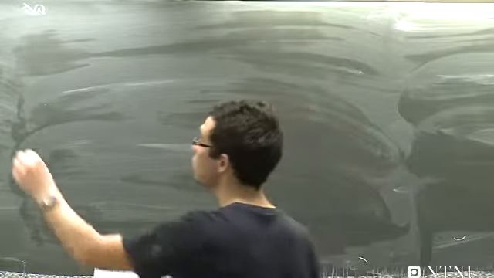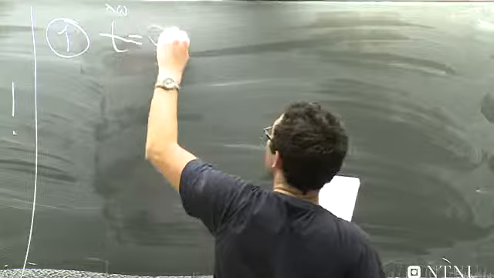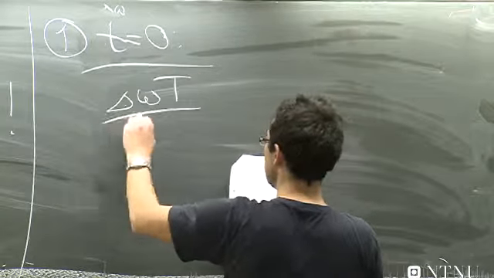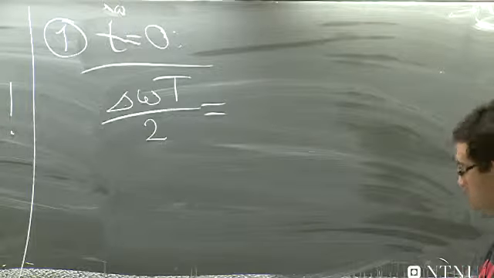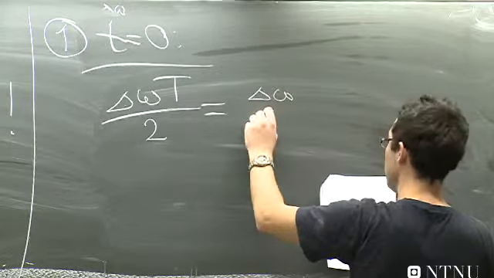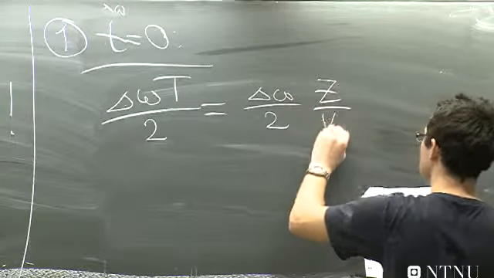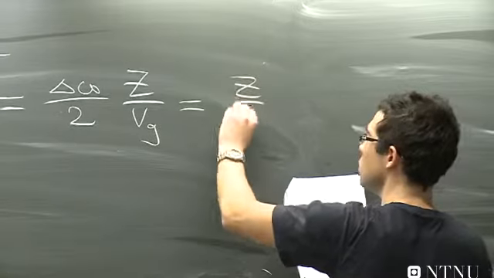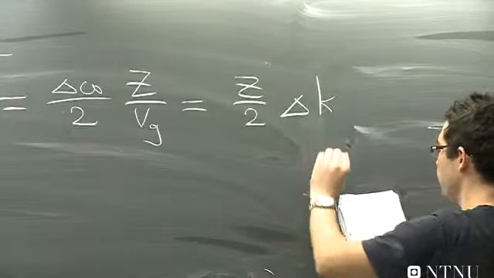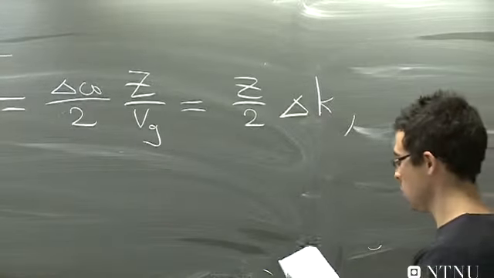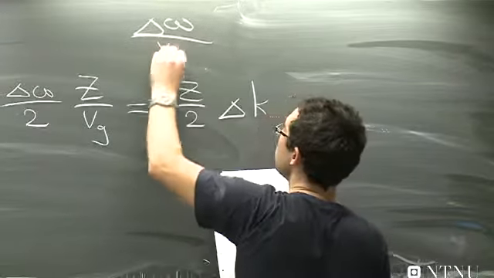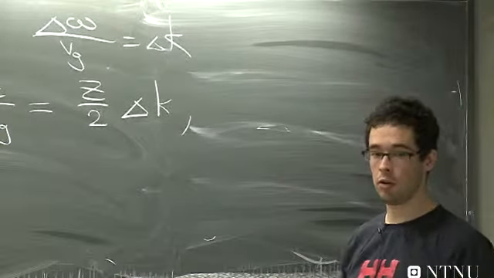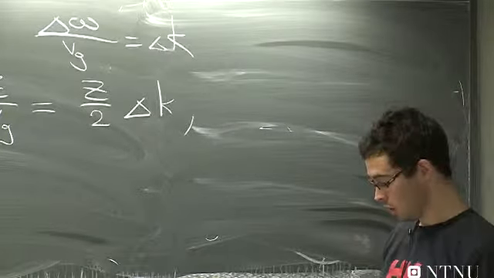Okay, so at t equal to 0, to see what the instantaneous picture looks like, we have that delta omega t over 2, which is the argument of the sinc function, is equal to delta omega over 2 z over Vg, which we can also write as z over 2 delta k. Because, let's see, delta omega over Vg is equal to delta k.